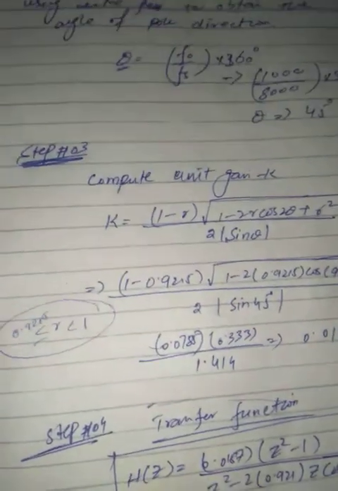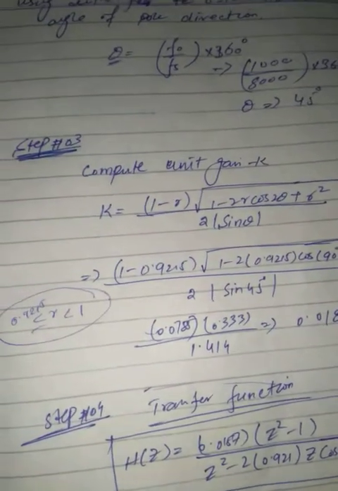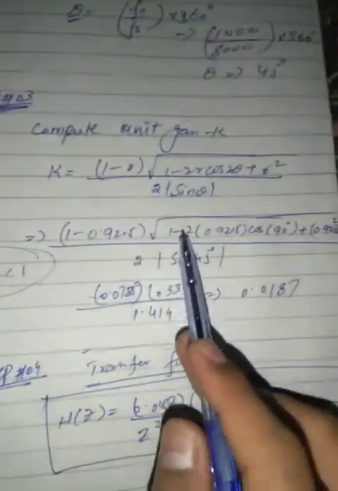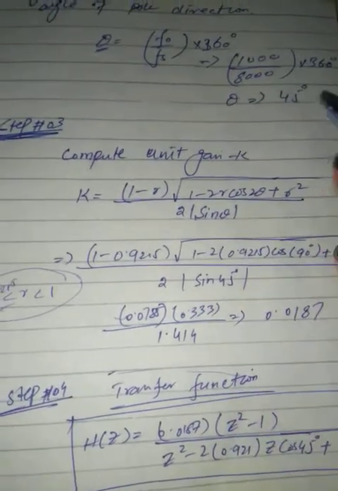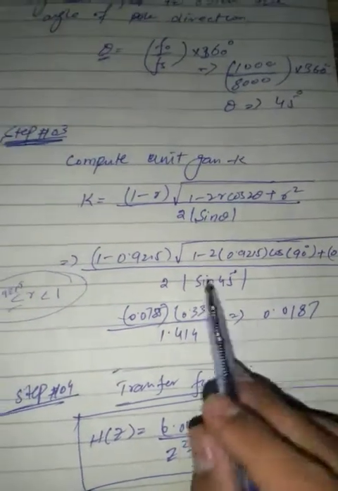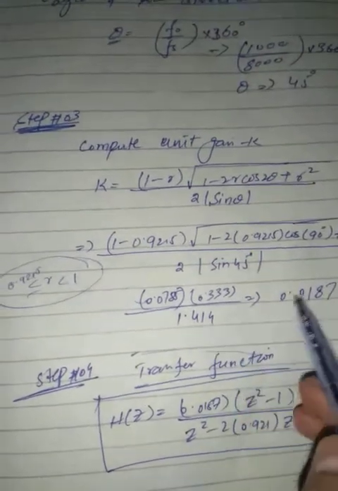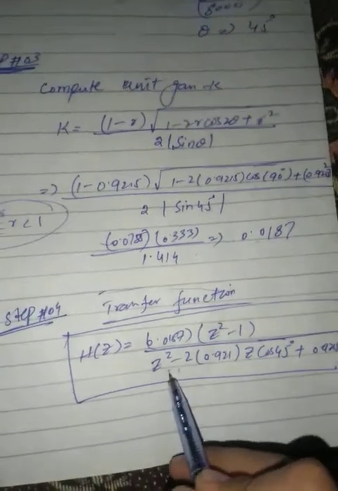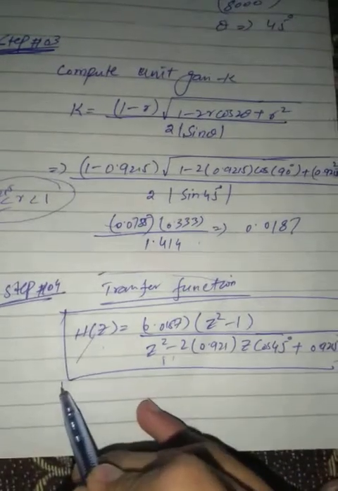In the third step, I find K. K is the unit gain. I put the values in the formula: 1 minus R, times 1 minus 2R cos of 2 theta, where theta is 45 degrees, so 2 times 45 becomes 90 degrees, plus R squared, divided by 2 sine of 45. After calculating, I get 0.0187. In the final and last step, I put up H of z. This is my transfer function.